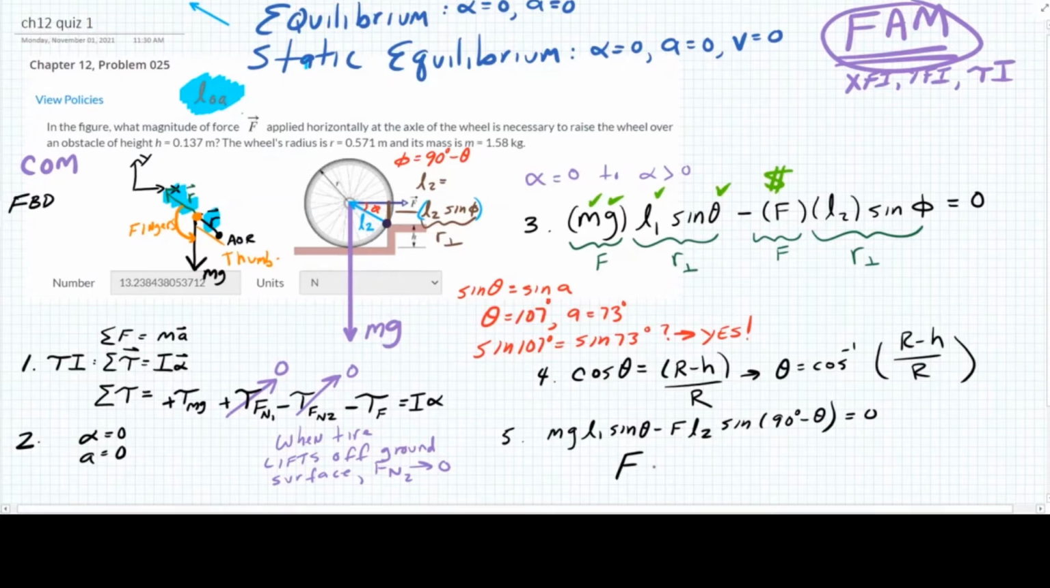That's the torque, or that's the force. This force will actually just barely roll that wheel up over the curb. 13.2384.